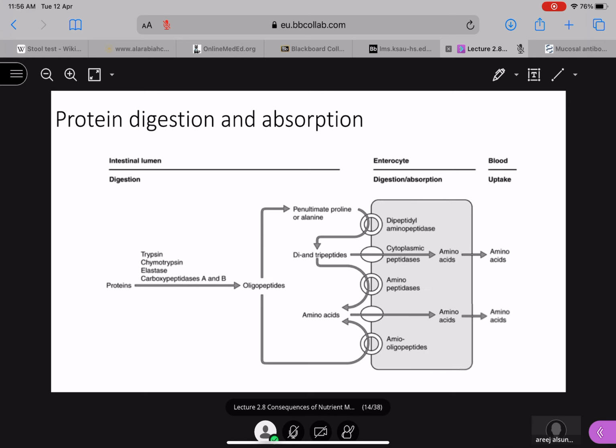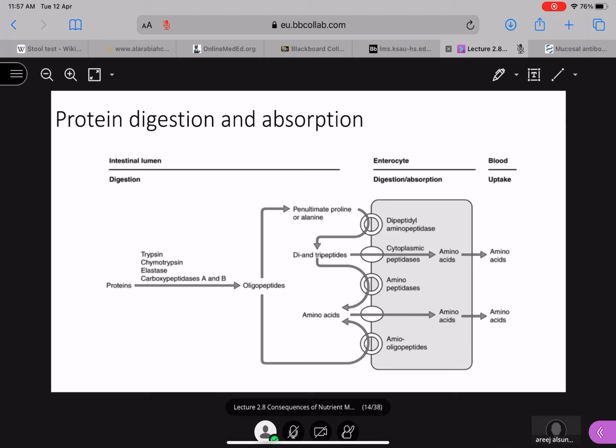Okay, we finish now from carbohydrate, moving to protein digestion and absorption. The main role player in protein digestion is the pancreatic enzyme. Protein is a large molecule which is formed from di and tripeptide and oligopeptide, and this oligopeptide is formed from the basic unit of the protein, which we call amino acid.